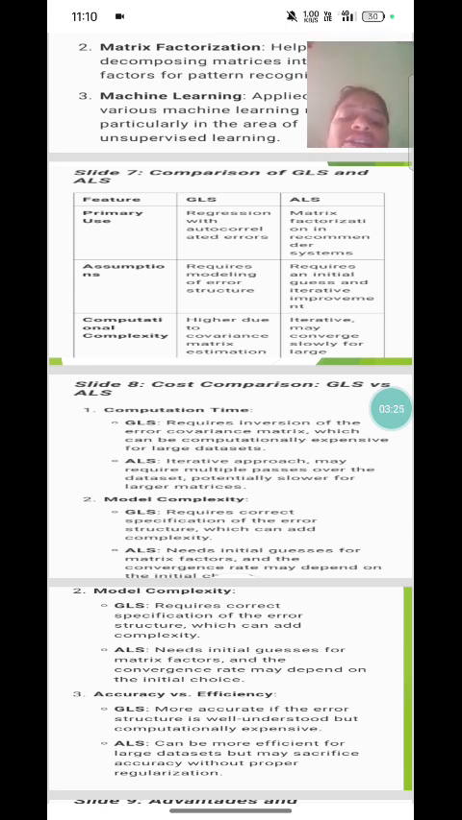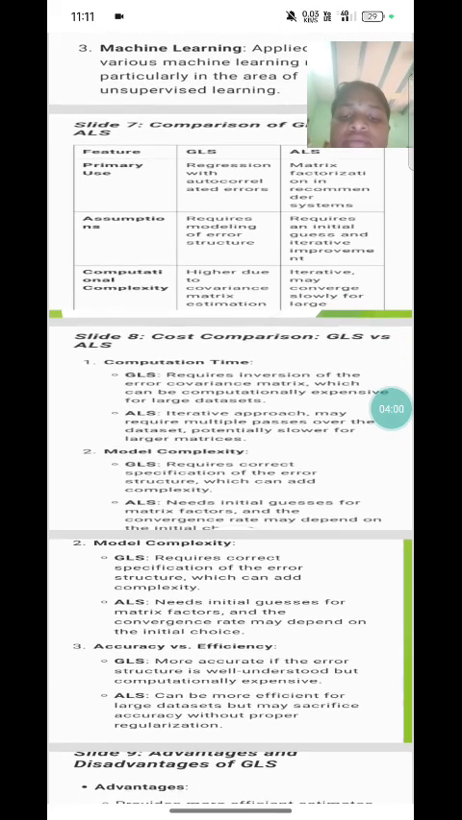Cost comparison, GLS versus ALS. Computation time. GLS requires inversion of the error covariance matrix, which can be computationally expensive for large datasets. ALS is iterative and may require multiple passes over the dataset, potentially slow for large matrices.